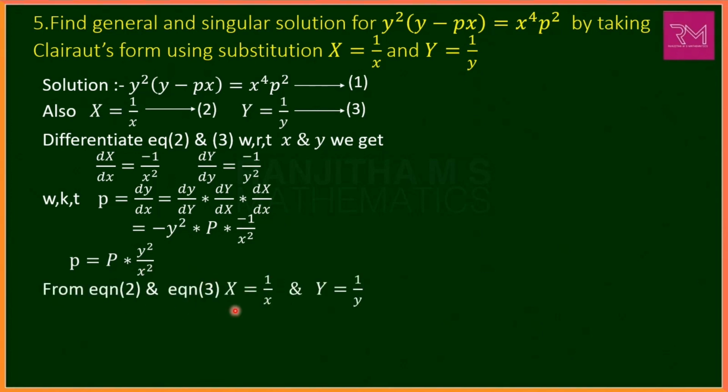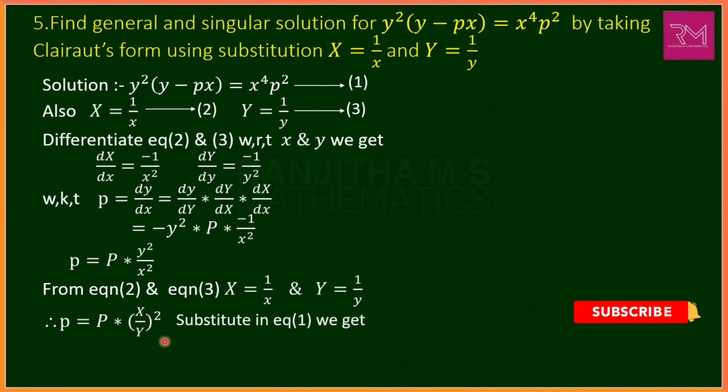Also we know that from equation 2 and equation 3, x is 1 by X and y is 1 by Y. Here we have y square by x square. So in the place of y, substitute 1 by capital Y, and in the place of x, substitute 1 by capital X. We get p is equal to capital P into (X by Y) whole square. Next step, we have to substitute this p value in equation number 1.